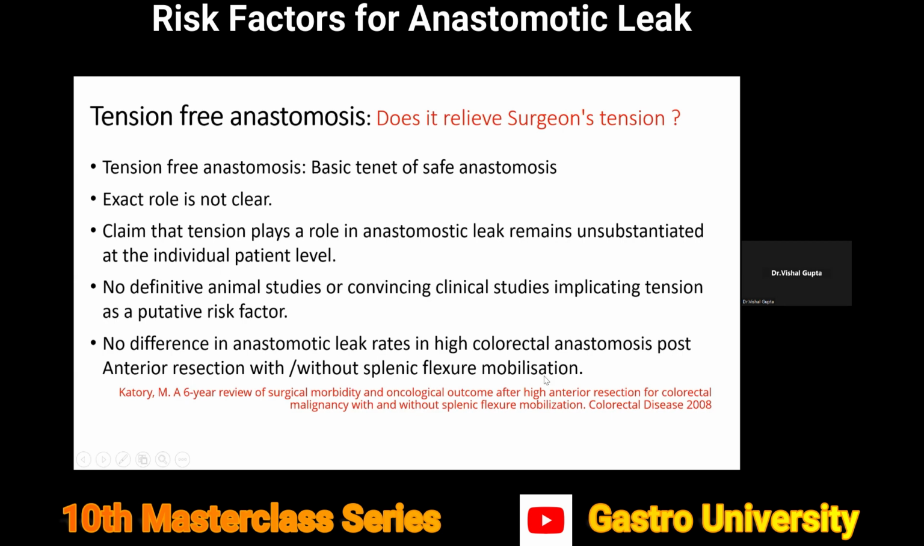risk factor. In fact, there is one study in 2008 in which the anastomotic leak rate was not found to be different when the splenic flexure was mobilized or not mobilized during the high colorectal anastomosis. Conventionally, it is recommended that you should mobilize the splenic flexure to allow a tension-free colorectal anastomosis, but this study suggests that this is not actually the case. There was no difference in the anastomotic leak rate in this study. So again, going through all these points, we have to rethink that tension-free anastomosis is definitely important, but again, it is not the only thing.